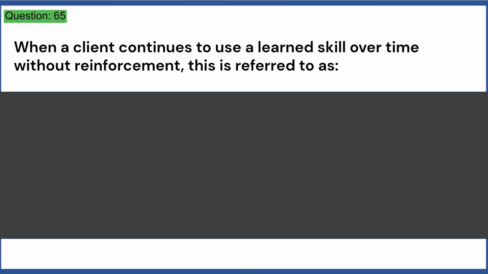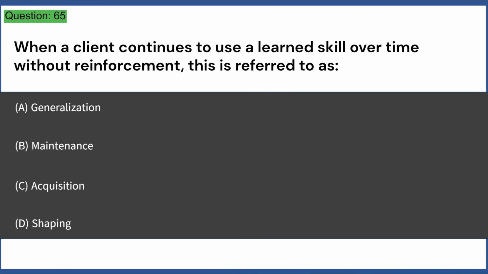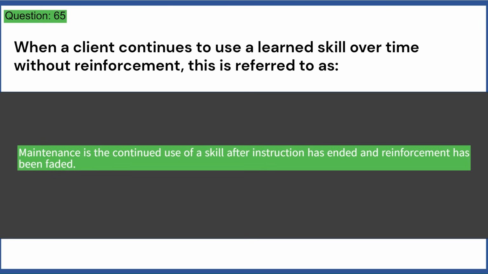When a client continues to use a learned skill over time without reinforcement, this is referred to as A. Generalization, B. Maintenance, C. Acquisition, D. Shaping. Answer B. Maintenance is the continued use of a skill after instruction has ended and reinforcement has been faded.